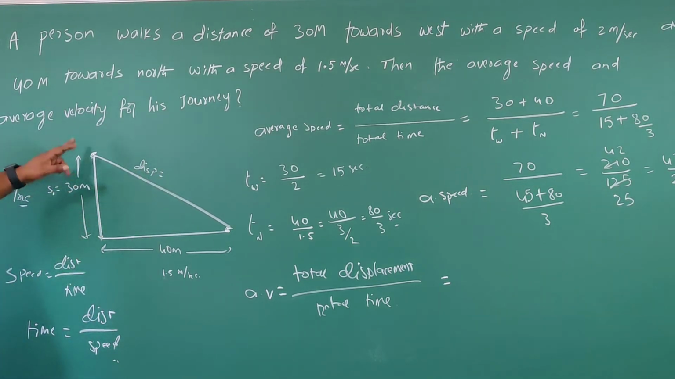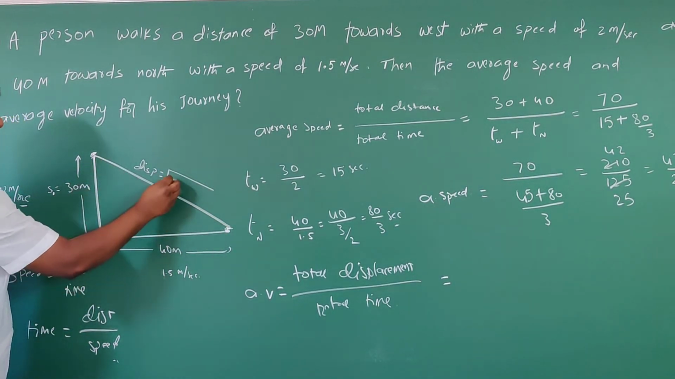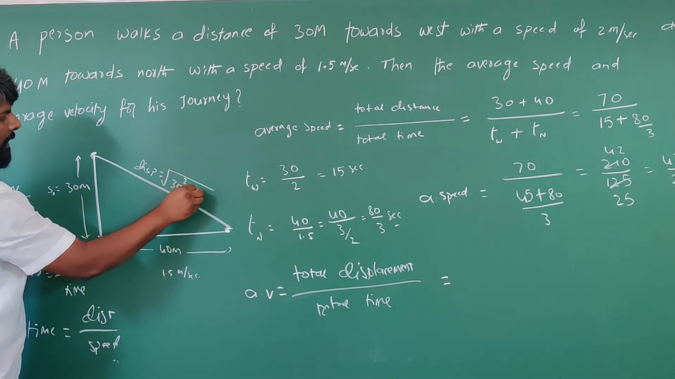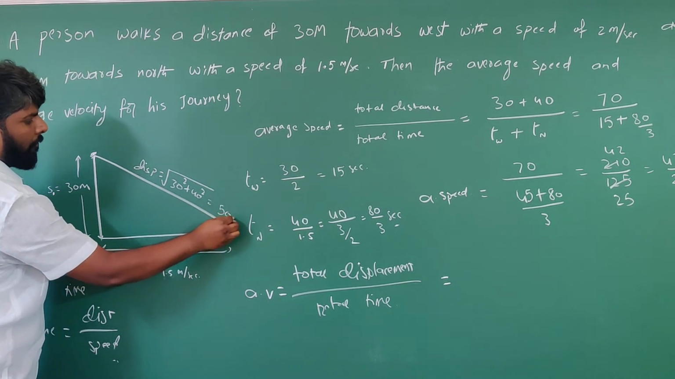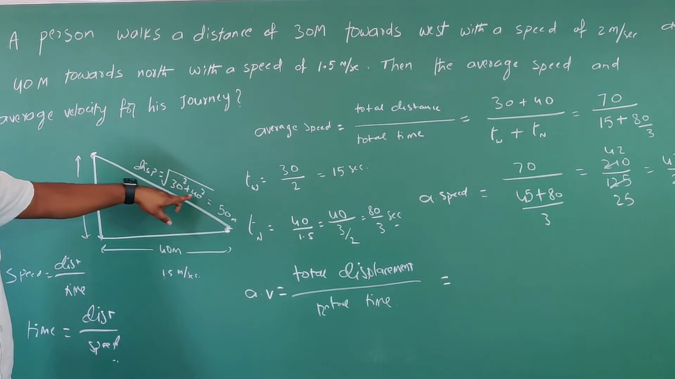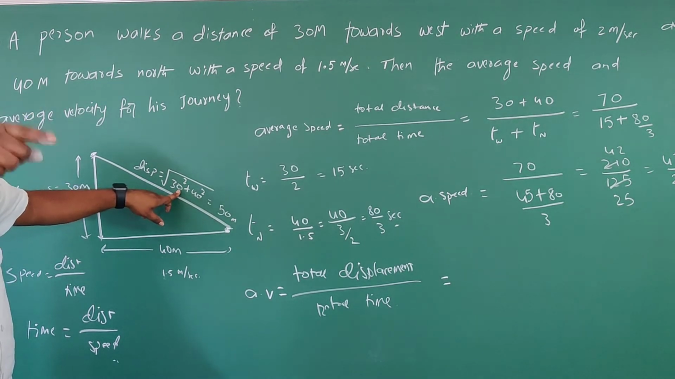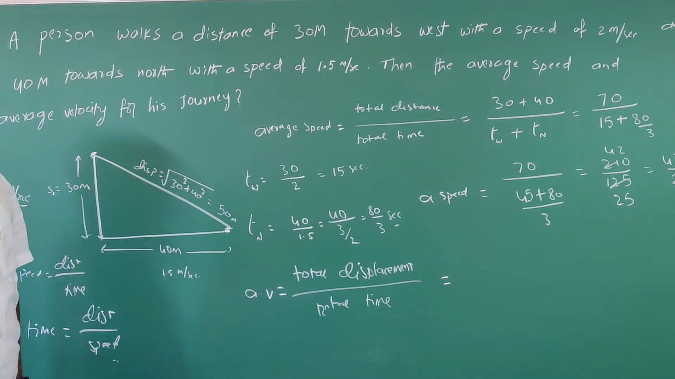Got it? So it is like a right angle triangle. This side 30 and this side 40. Automatically displacement equals the hypotenuse. So root of 30 square plus 40 square, which is equal to 50 meters. 30 square is 900 plus 40 square 1600, 1600 plus 900 is 2500. 2500 we can write as 50 whole square. Square root cancels, then 50 meters.